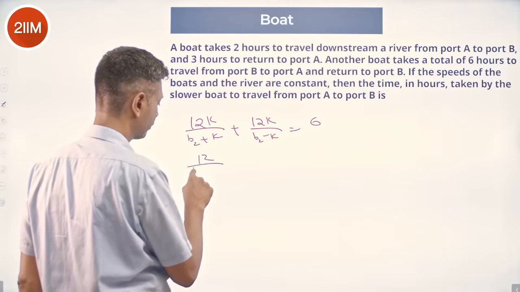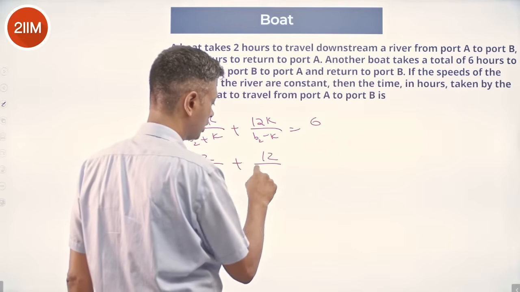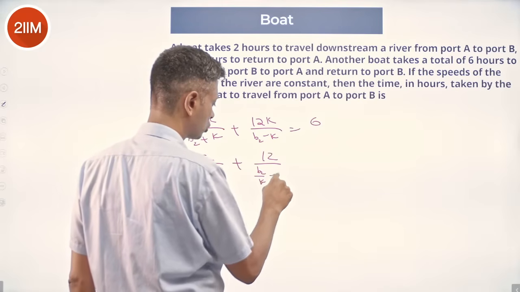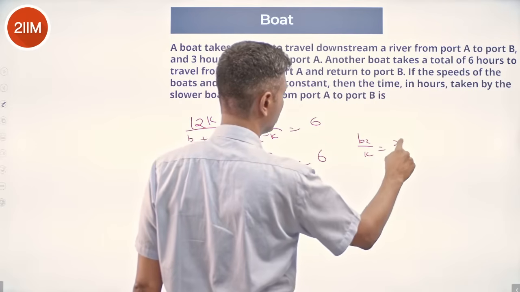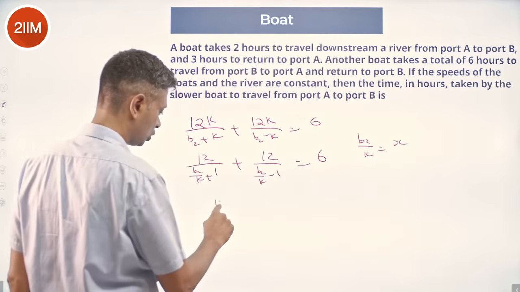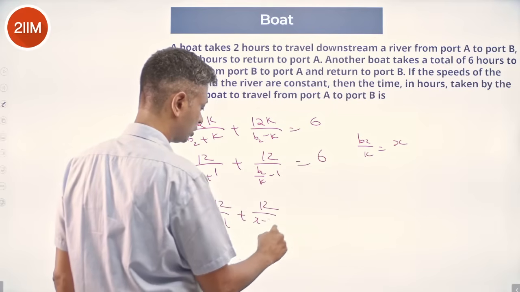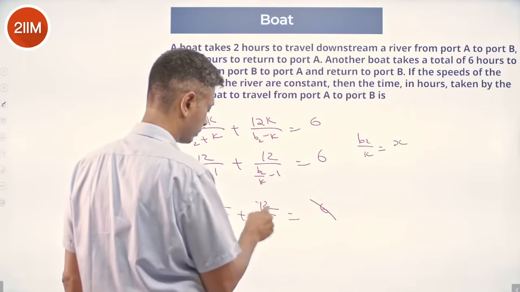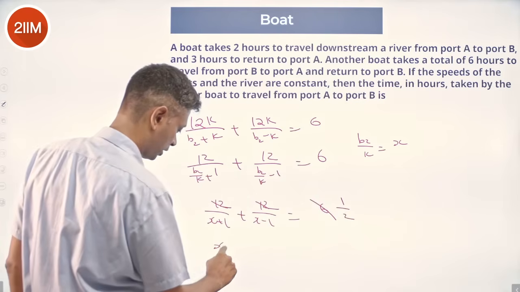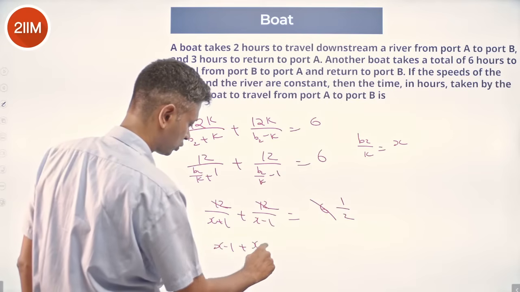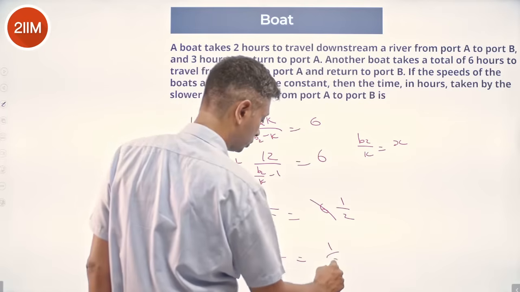12 by b2 by k plus 1 plus 12 by b2 by k minus 1 is equal to 6. Let's say b2 by k, we call it x. 12 by x plus 1 plus 12 by x minus 1 is equal to 6. This is 2, I'm going to call it 1 by 2. So x minus 1 plus x plus 1 by x square minus 1 equals 1 by 2.